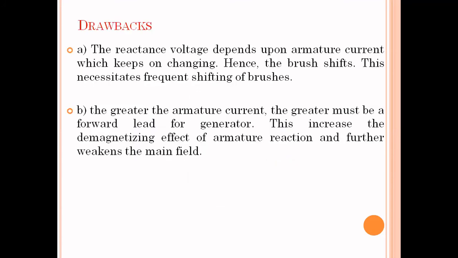But the drawback of this method is that the reactance voltage depends upon the armature current, which keeps on changing. Because of the continuous changing of the armature current, there is continuous brush shifting, and this necessitates frequent shifting of the brushes. And second, the greater the armature current, the greater must be the forward lead for a generator, and this increases the demagnetizing effect of armature reaction. The more the lead, the more the demagnetizing effect, and hence we know that this demagnetizing effect weakens the main field.